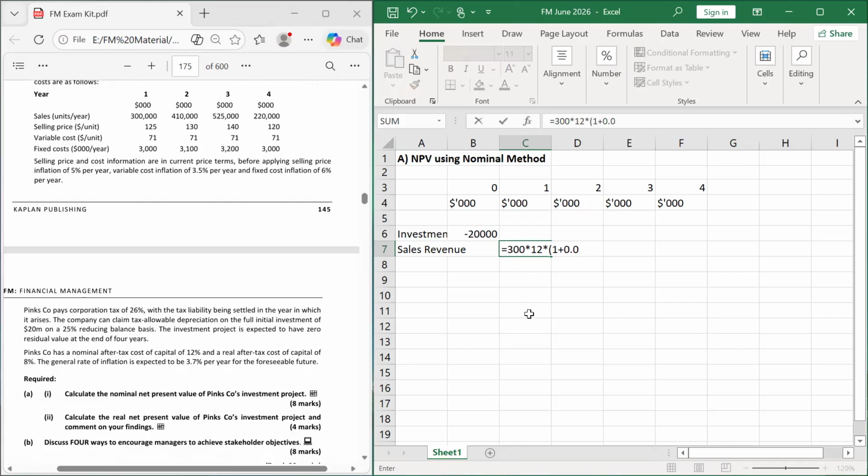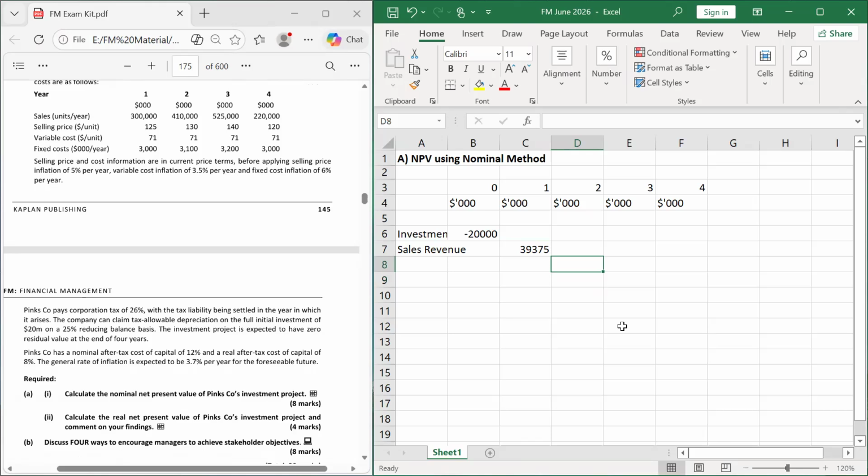So 0.05. In this case, its power is 1, so you don't need to take the power. So this will give you the sales figure. Wait a second. Let me see again. The inflation rate before applying the selling price, inflation of 5% per year. Yes, sales revenue is this, but wait a second. I have made a mistake here. I just wrote selling price 12, but it was 125. I forgot to mention 5. So that is your sales revenue.